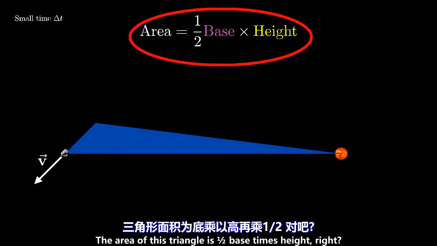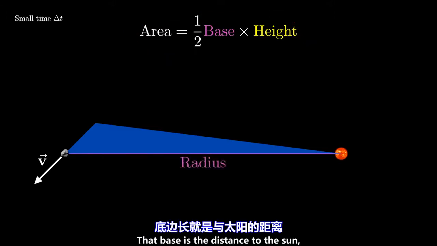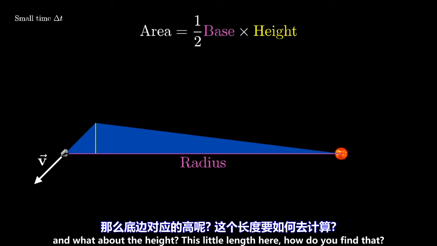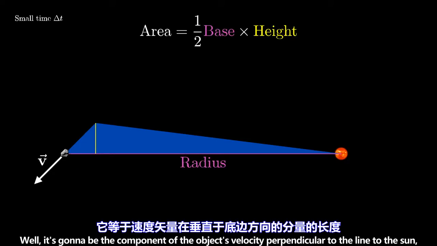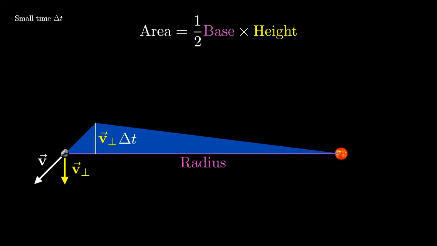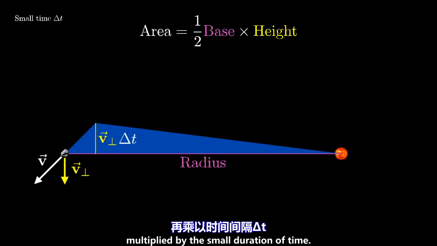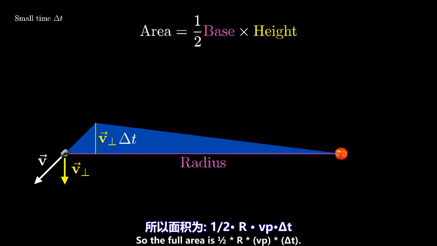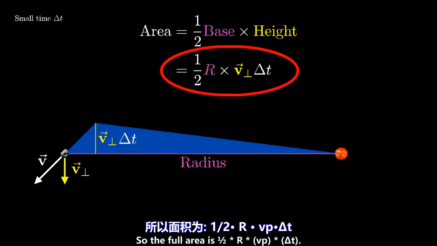The area of this triangle is 1/2 base times height, right? That base is the distance to the sun. And what about the height, this little length here? How do you find that? Well, it's going to be the component of the object's velocity perpendicular to the line of the sun, what I'll call v perp, multiplied by the small duration of time. So the full area is 1/2 times the radius times v perp times delta t.